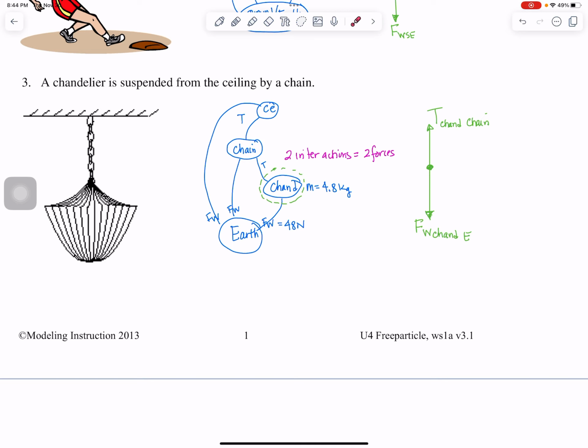So always have weight going down. This is the weight on the chandelier by the earth. And in this case, the tension is pulling up. So it's a tension on the chandelier by the chain. These are the same length because the chandelier is not changing motion up or down.